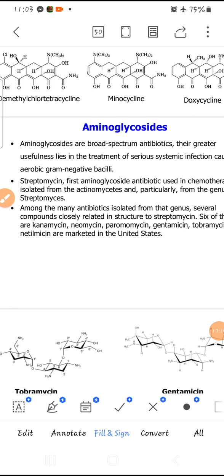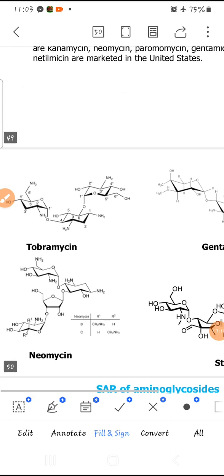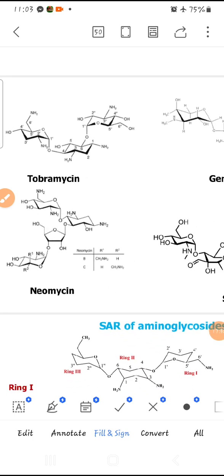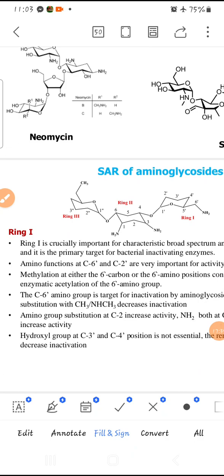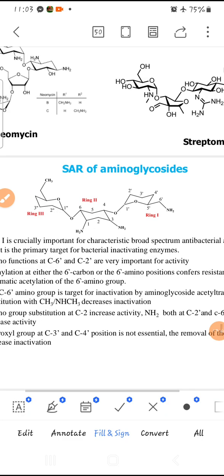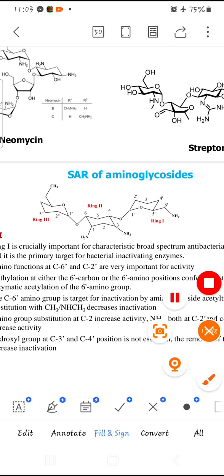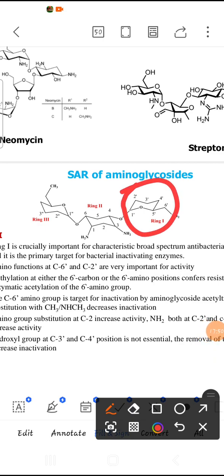Let's see the general structure of these aminoglycosides. Aminoglycosides may contain 3 or more cyclic groups. Most of them have 3 sugars, 6-membered sugars. These 6-membered sugars are classified into 3 main rings: ring 1, ring 2, ring 3, or you can say ring A, ring B, and ring C. In my case, this is ring 1, this is ring 2, this is ring 3.